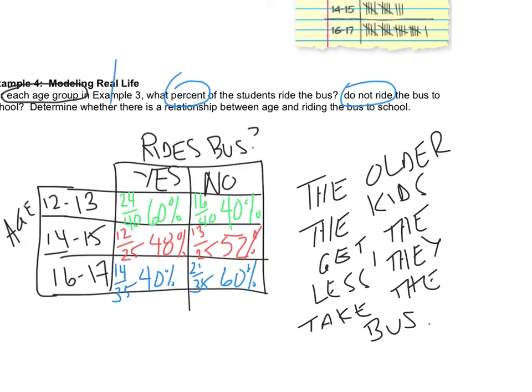Which kind of makes sense, especially once you get to that 16 to 17-year-olds. A lot of times that's when people start getting their licenses at 16 and a half. So it would make sense that maybe they're driving themselves, or they also might just have friends that are now driving that they can catch a ride with, and so that they don't have to take the bus. So that's the two-way tables. It's a way to help us organize information in two ways from the same information, and hopefully that makes some sense. If not, we'll be working on it in class, and certainly feel free to ask when I see you this week.